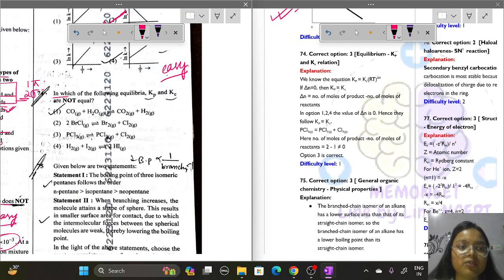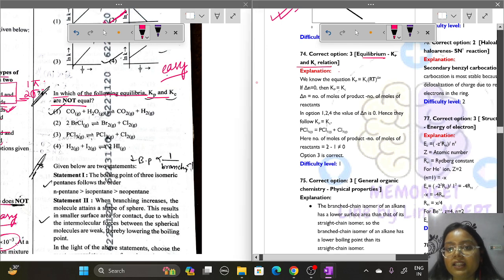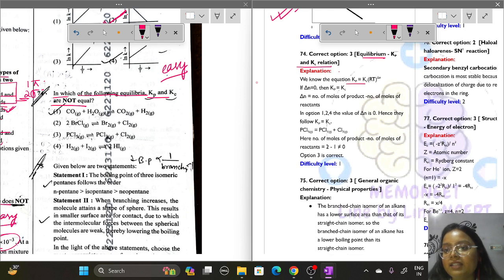Question number 74. In which of the following equilibria are Kp and Kc not equal? It is from equilibria, and the Kp and Kc relation is asked. So we know that Kp equals Kc (RT) whole to the power delta n. If delta n is 0, then Kp equals Kc, and delta n is the number of moles of product minus the number of moles of reactants. So in options 1, 2 and 4, the value of delta n is 0, hence Kp equals Kc. It is asked which is not equal.